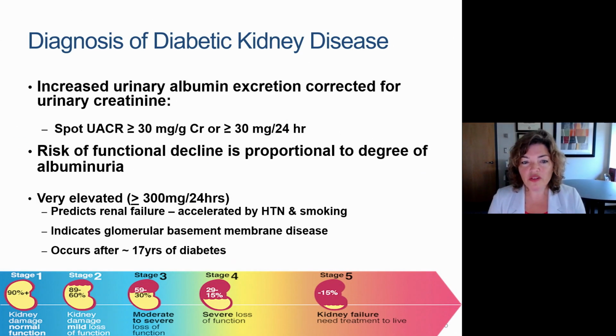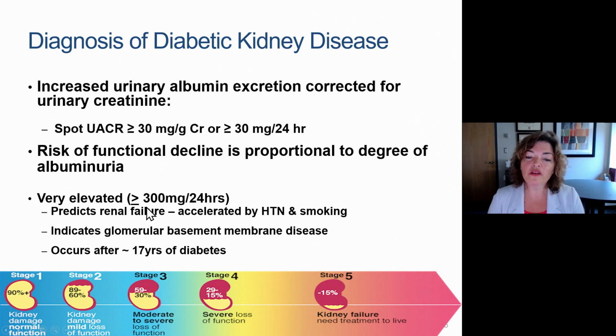So lots of prevention to do, and we diagnose it based on the increased urinary albumin excretion. Again, we don't really say microalbumin anymore. We need to think about degree of albuminuria over a spectrum, although we know that over 30 is considered abnormal.